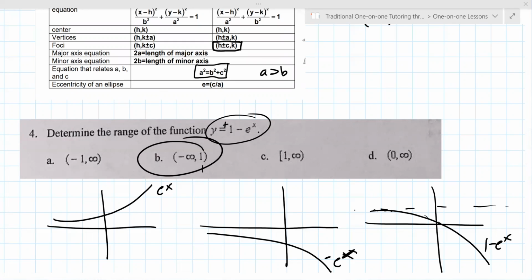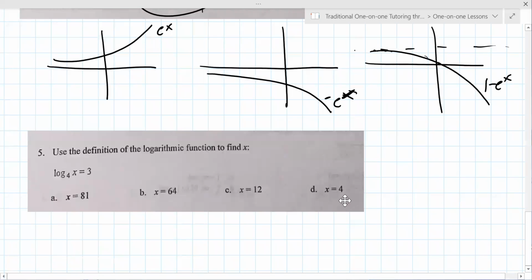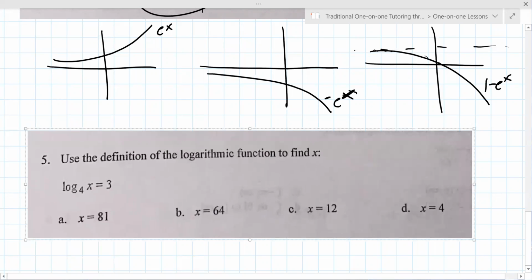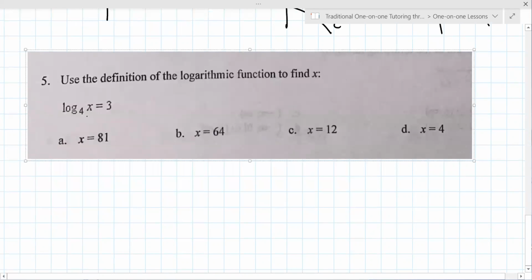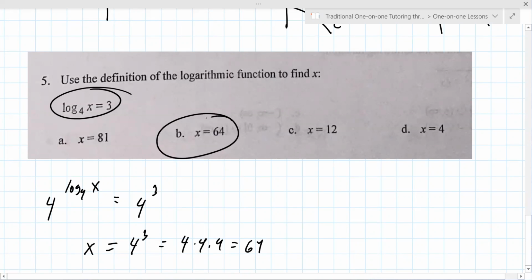To undo a logarithm, you have to use the base. So it's 4 to the log base 4 of x equals 4 to the 3. The reason you use 4 is because there's a 4 there, the log base 4. So on the left, it cancels, but on the right, it's 4 cubed. 4 cubed is 4 times 4 times 4, which is 64.